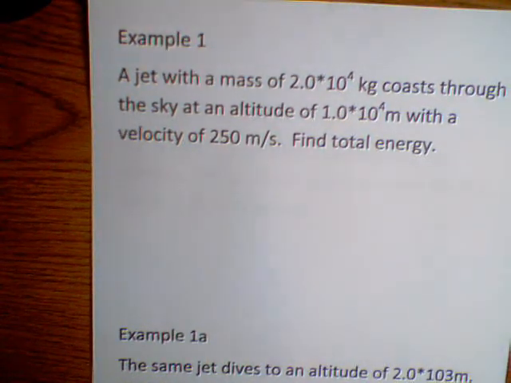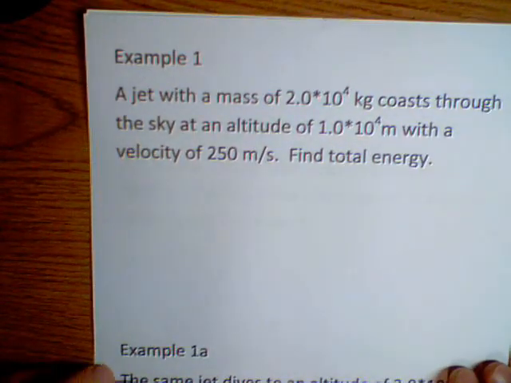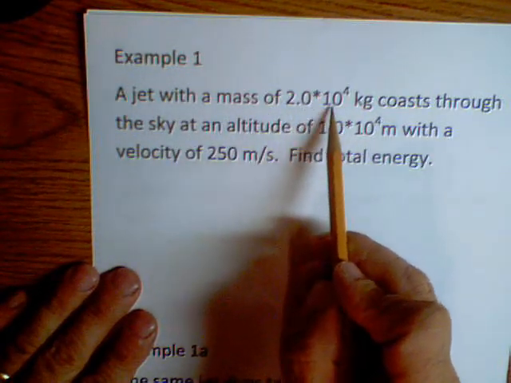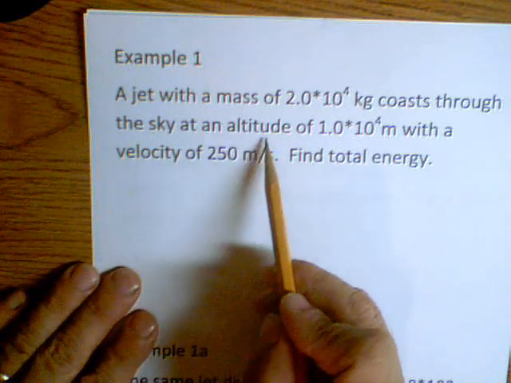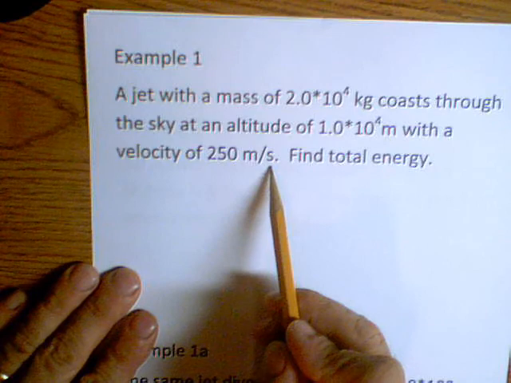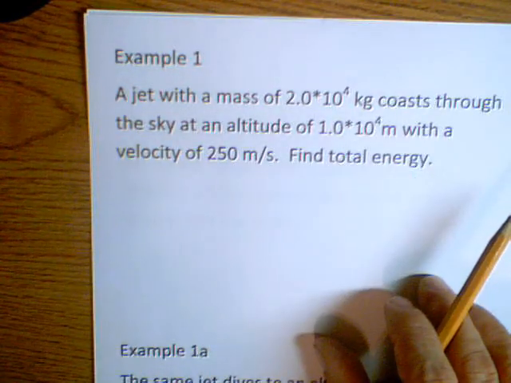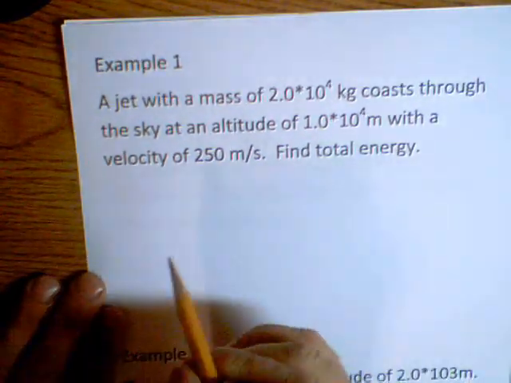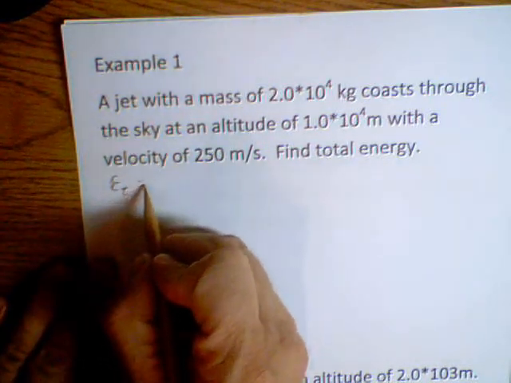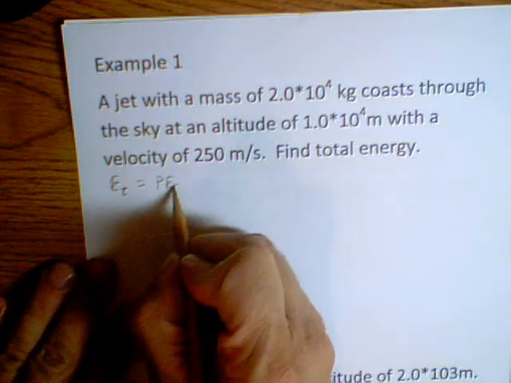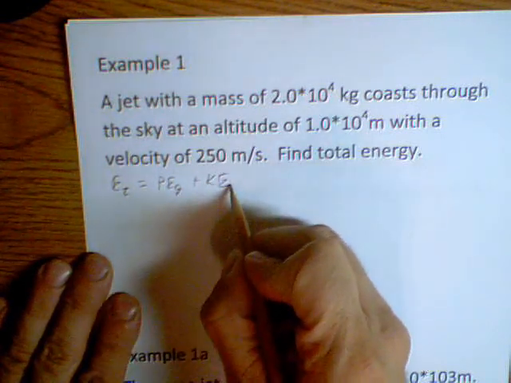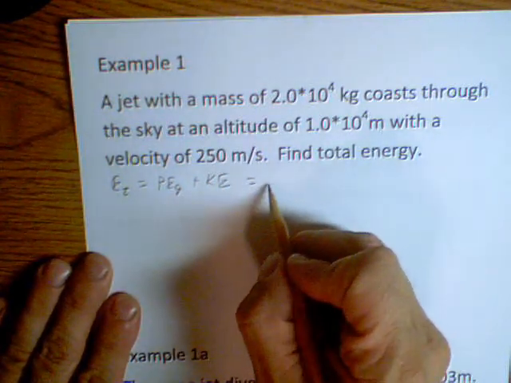Let's give a try to example 1. A jet with a mass of 2.0 times 10 to the 4 kilogram coasts through the sky at an altitude of 1 times 10 to the 4th meter with a velocity of 250 meters per second. Find the total energy. Well, we know that energy total equals potential energy, and that's potential energy due to gravity, of course, plus the kinetic energy.